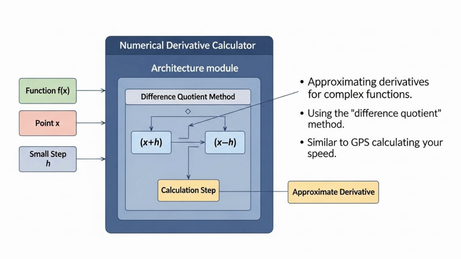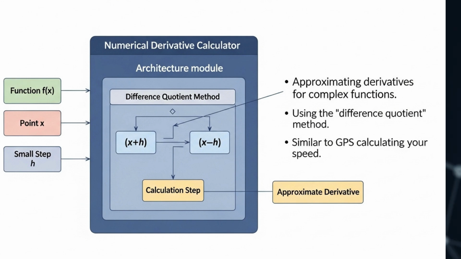Similarly, AI frameworks use methods like the difference quotient to calculate the approximate slope of a function by evaluating it at two very close points. This approximation is incredibly powerful because it allows AI to learn even from functions that are too intricate for analytical solutions. It's the practical bridge between theory and real-world AI implementation.